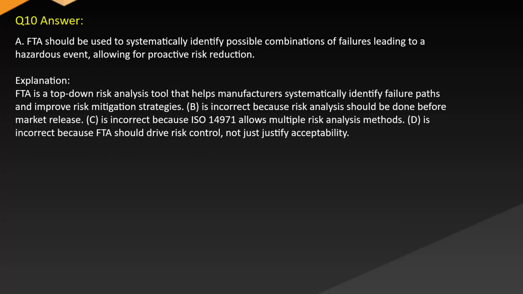Answer: FTA should be used to systematically identify possible combinations of failures leading to a hazardous event, allowing for proactive risk reduction. Explanation: FTA is a top-down risk analysis tool that helps manufacturers systematically identify failure paths and improve risk mitigation strategies. B is incorrect because risk analysis should be done before market release. C is incorrect because ISO 14971 allows multiple risk analysis methods. D is incorrect because FTA should drive risk control, not just justify acceptability.